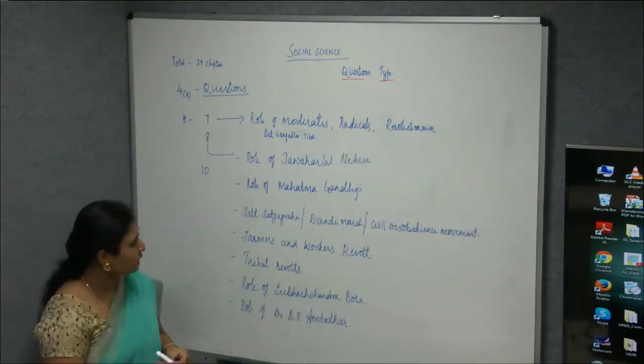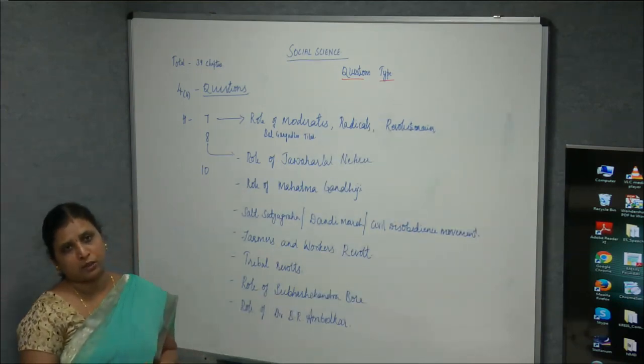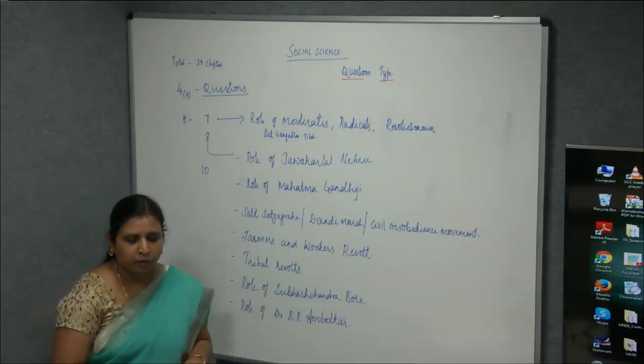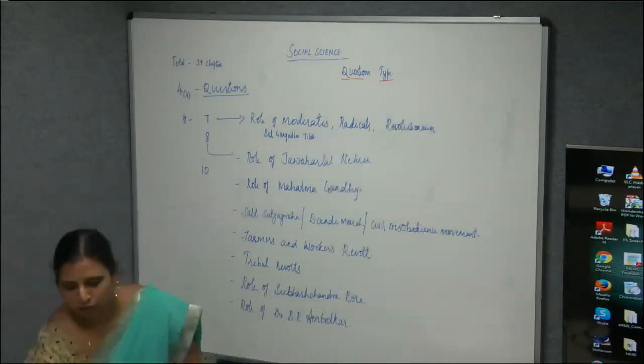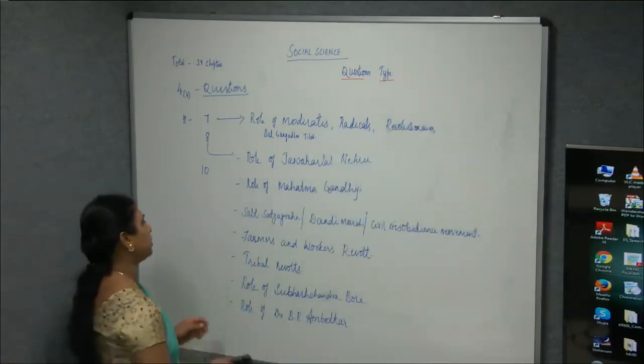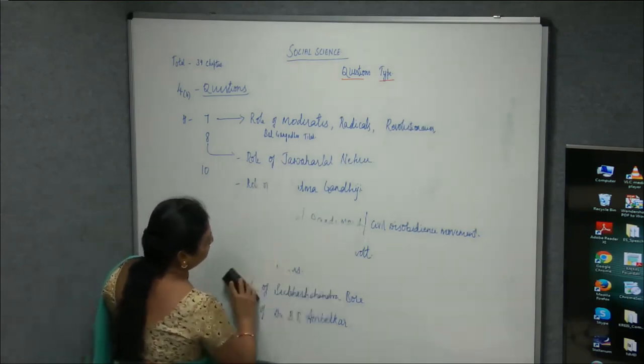Okay, so next is from political science. Okay, so in political science, which lesson will give you 4 marks? It is from international institutions.